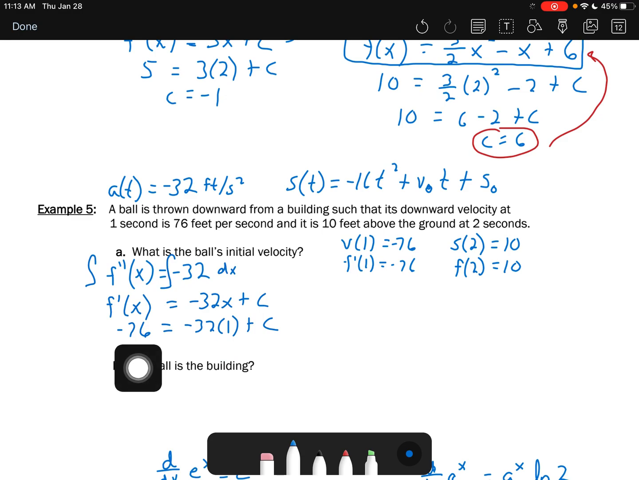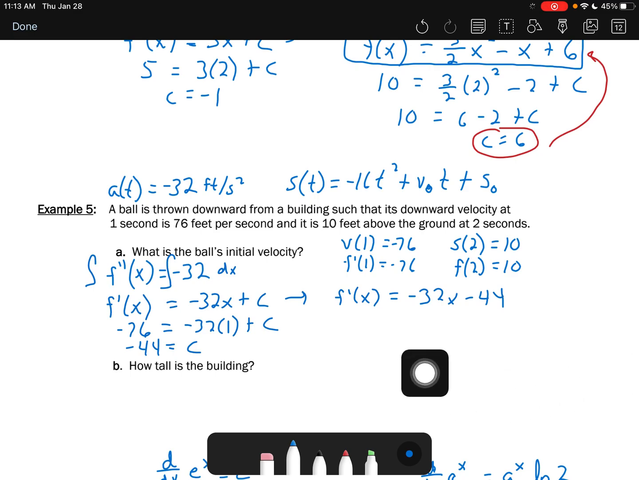And so I get negative 32 equals negative 32 plus c equals negative 76, and if I add the 32 there, I'm going to get negative 44 when I solve that for c. Okay, so now I'm going to come back here. I'm going to rewrite this as f prime of x, my velocity equation, or first derivative equation, is going to be negative 32x minus 44.